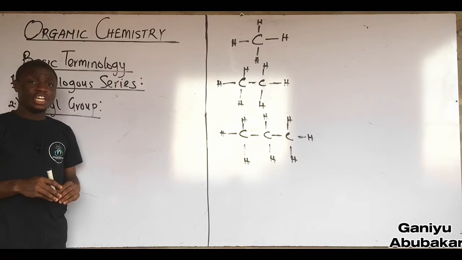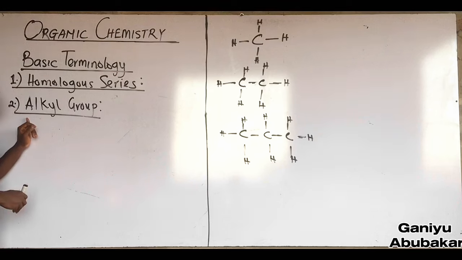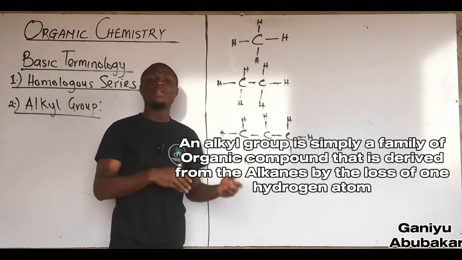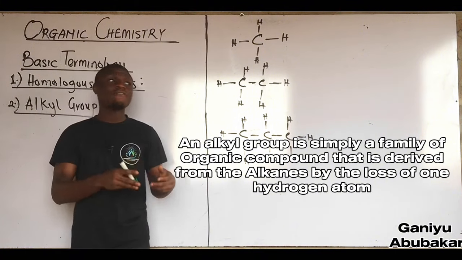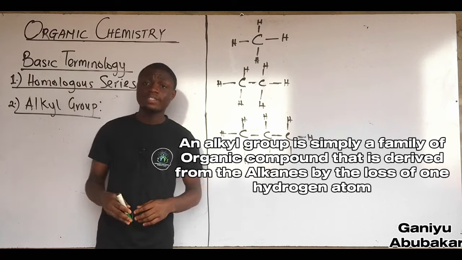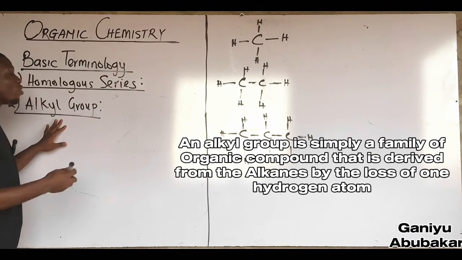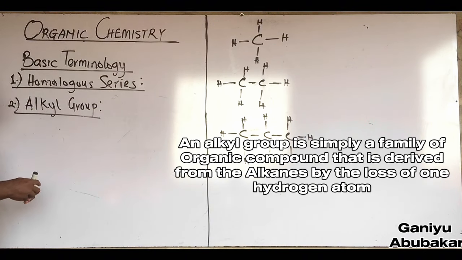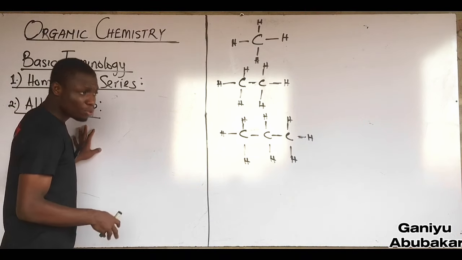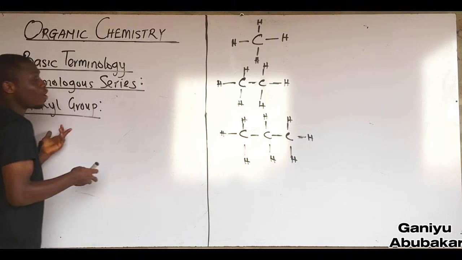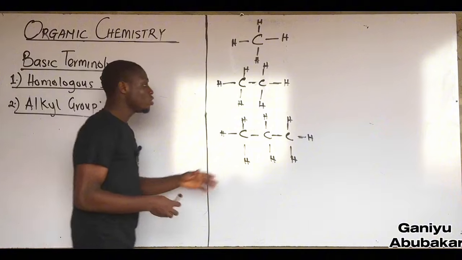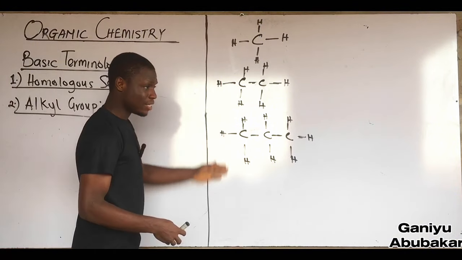The second terminology in the study of organic chemistry is simply the alkyl group. What's an alkyl group? An alkyl group is simply a family of organic compounds that is derived from the alkane by the loss of one hydrogen atom, right? So note that the alkyl groups are got from the alkane. Without the alkane, there can never be the existence of alkyl groups, because they are derived from the alkane by the loss of one hydrogen atom. So these are simply the alkanes, right?